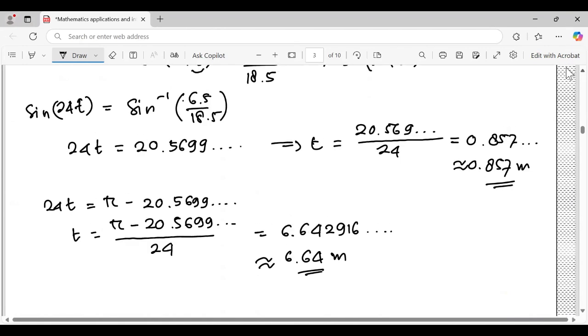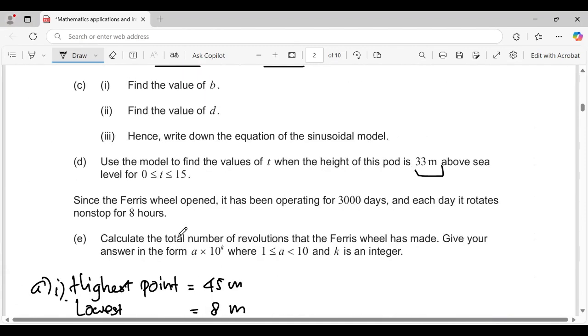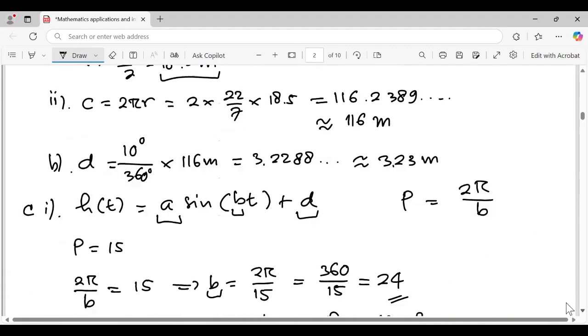Okay. For the next question, see the Ferris wheel. It has been operating for 3,000 days, and each day it rotates non-stop for 8 hours. Calculate the total number of revolutions that the Ferris wheel has made. Give your answer in the form of a times 10 to the power k, where a is in the interval 1 to 10 and k is an integer. Okay.